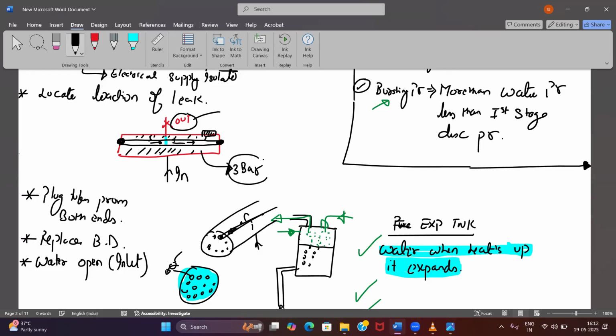3 bar, but water pressure. I will check by the soap solution method if any other tube is leaking. Once everything is okay, I can put my system back into operation. Check with soap solution if any tube is leaking.